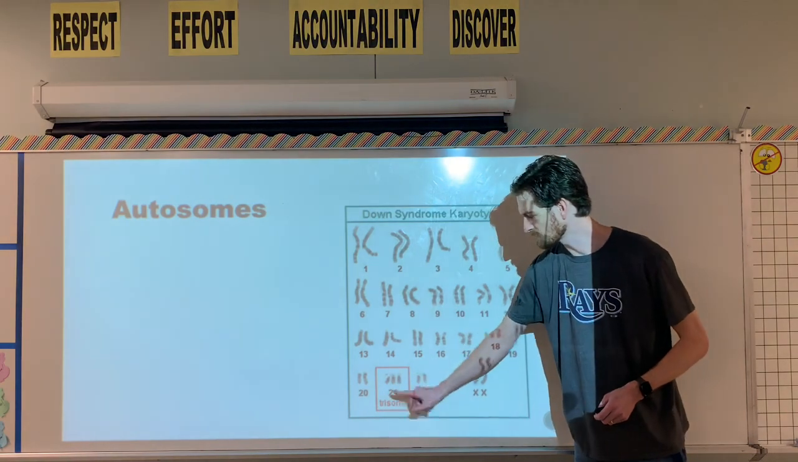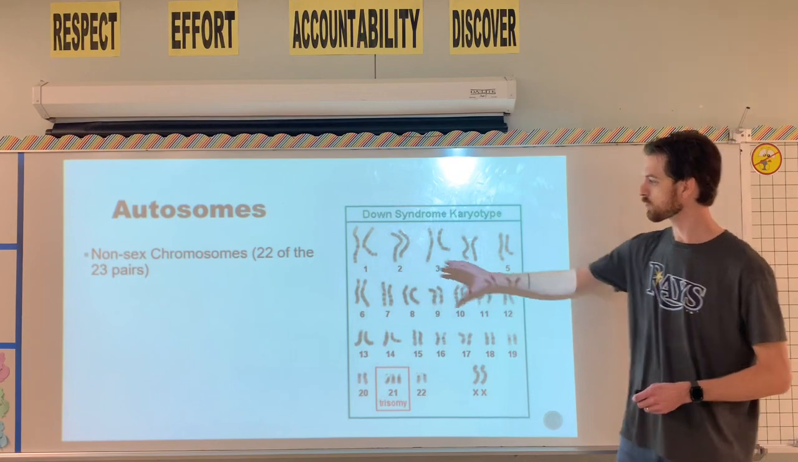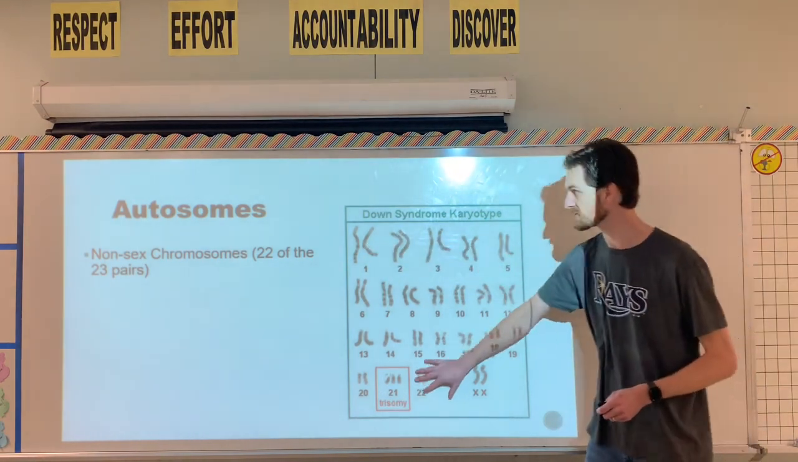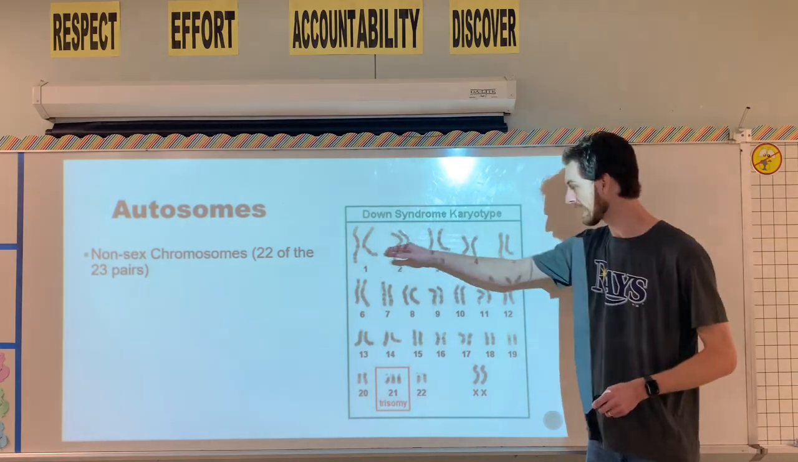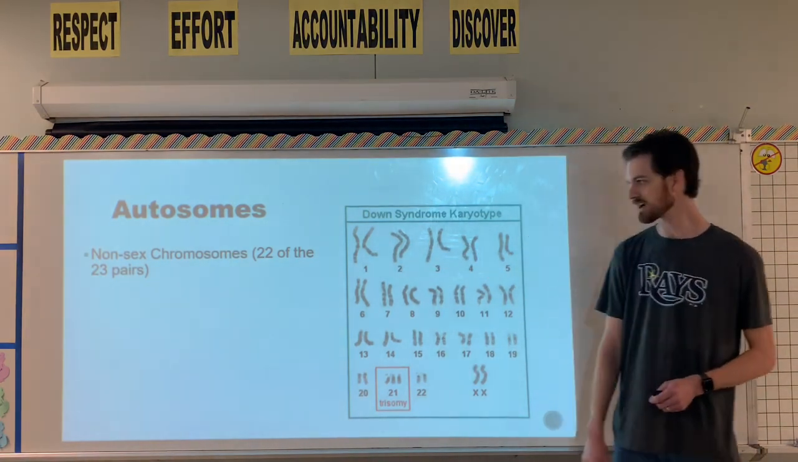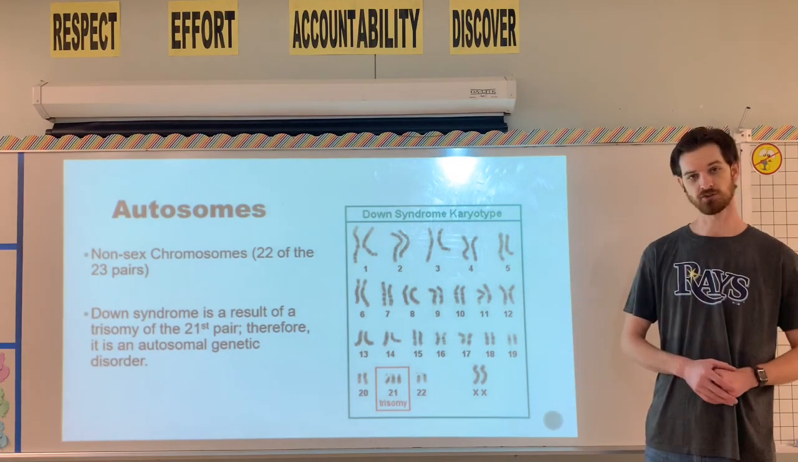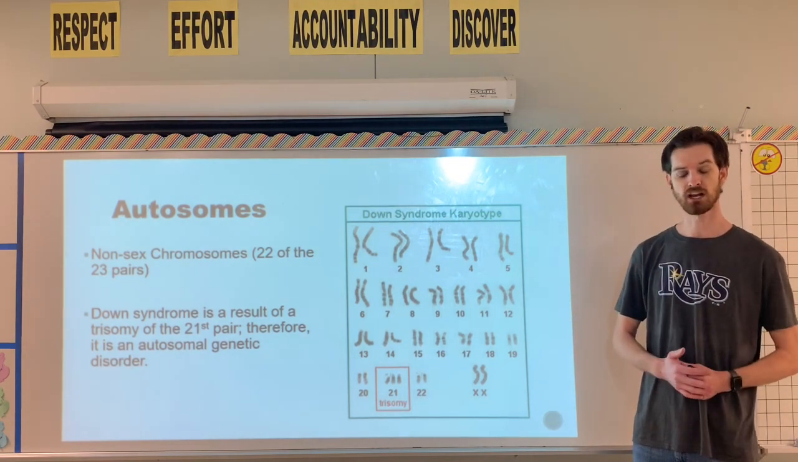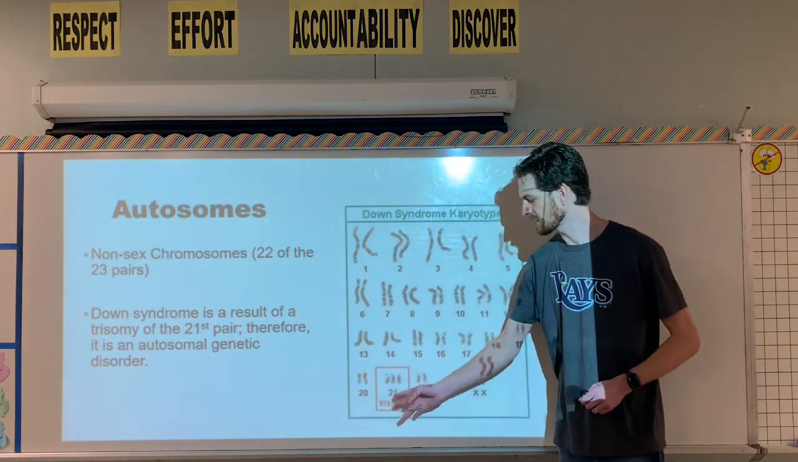All right, so the autosomes in these karyotypes, and here's one of a Down syndrome karyotype that has a trisomy at the 21st pair there. These are the 22 chromosomes. So basically an autosome is called a non-sex chromosome. Any one of those first 22 pairs is an autosome, right? If there's an individual that has Down syndrome, talking about that non-disjunction event, they'll have either a trisomy or a monosomy at that 21st pair.